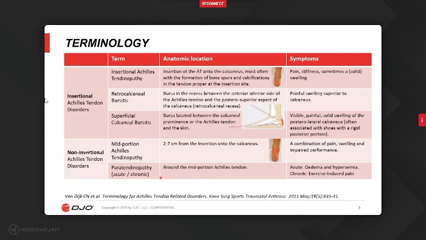And then in the paratendinopathy, either acute or chronic, this is located around the mid-portion Achilles tendon, and in acute cases we will have edema and hyperemia, and in the chronic cases we will have exercise-induced pain.